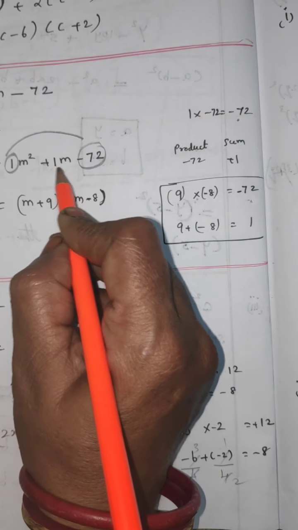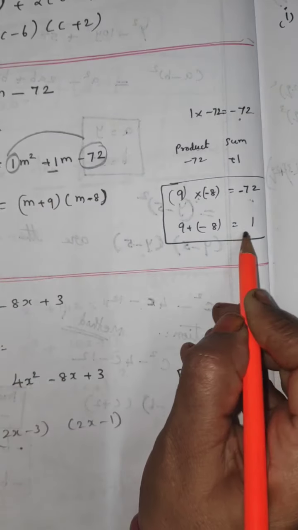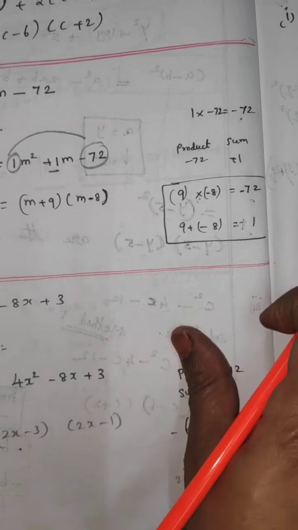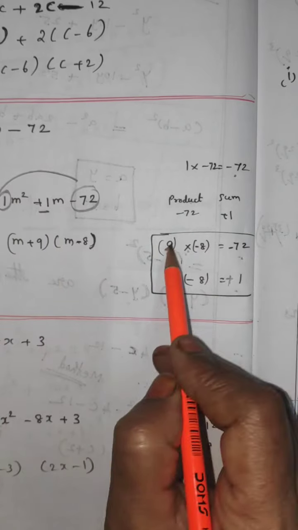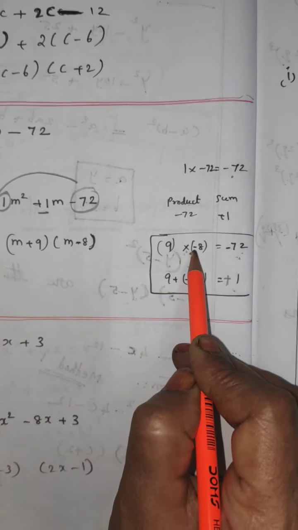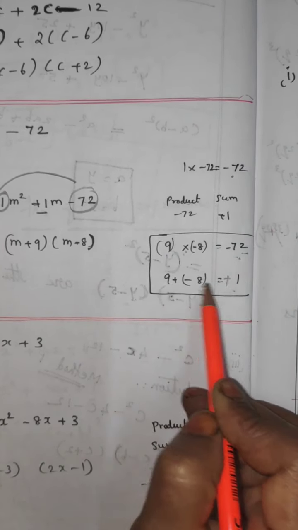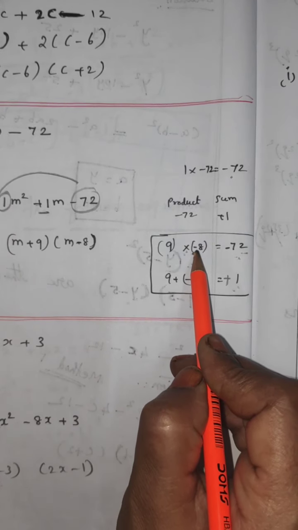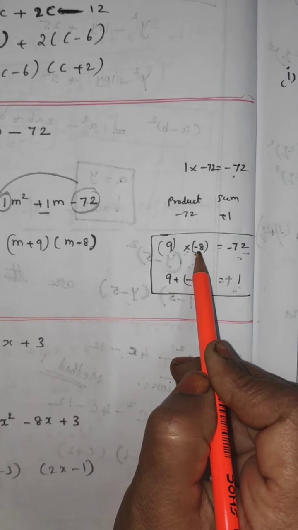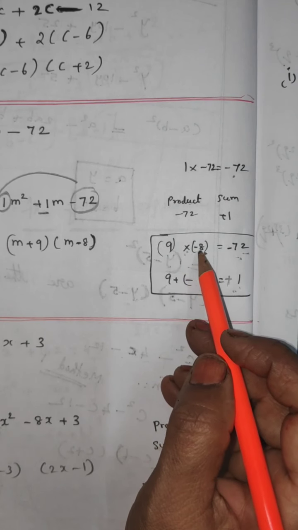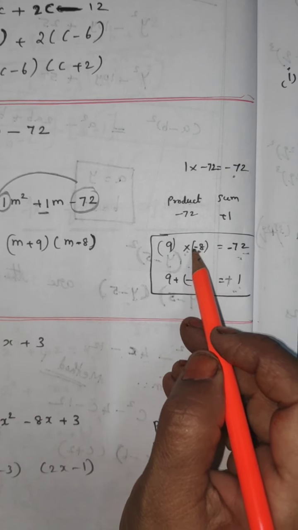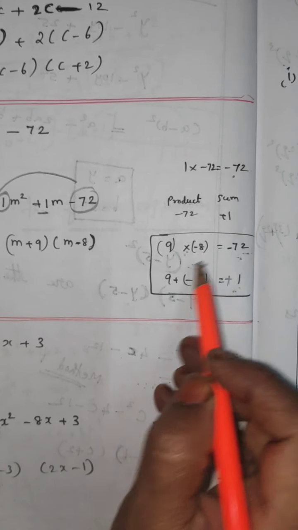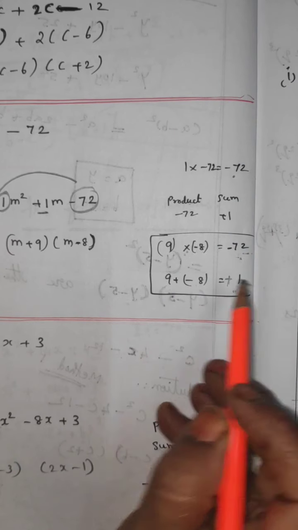The sum of the numbers is the in-between number only. What is the number? Plus 1 should come as the answer. How to expand the number? How to divide the number? Which two numbers multiply to 72? 9 8s are 72. 9 minus 8 equal to 1 is the answer. So where do we put the minus symbol? For plus 1, the lesser number is minus 8. Near 8 put the minus symbol. 9 into minus 8 equal to minus 72. 9 minus 8 equal to plus 1.